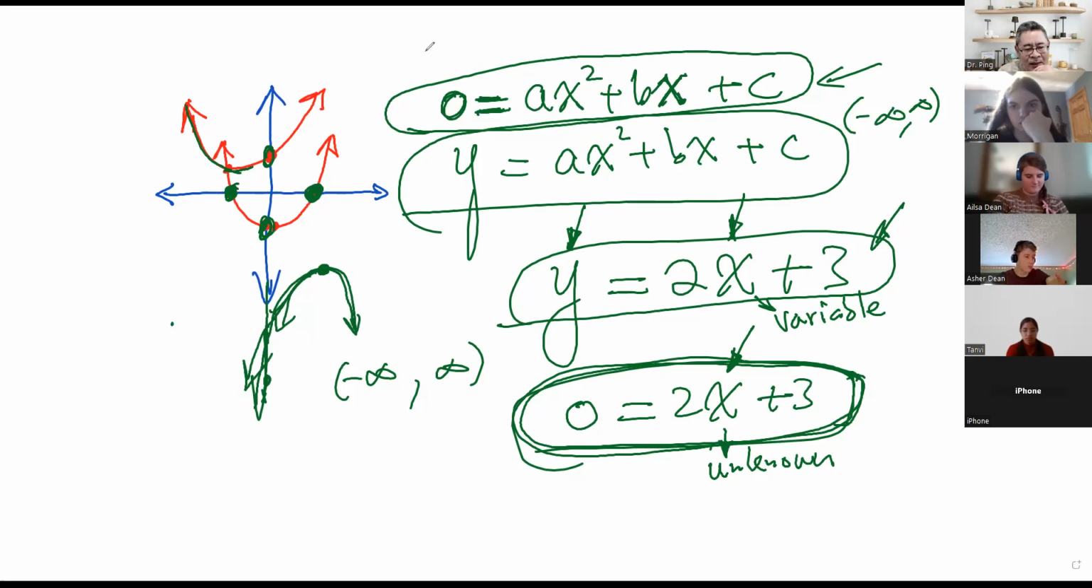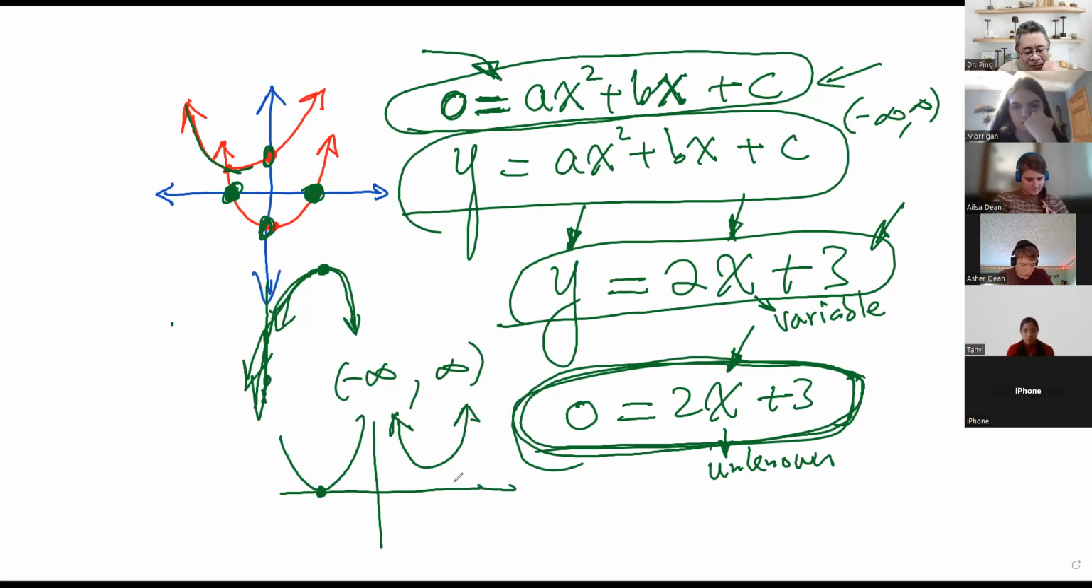And in this case, we could have two solutions, like in these two, or we could have a case where it touches like that, and we only have one value. Or we could have something like here. In this case, we call that no real solution because there's no x-intercept. Okay, make sense?